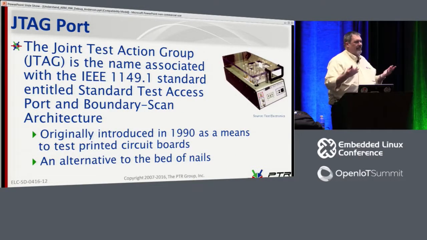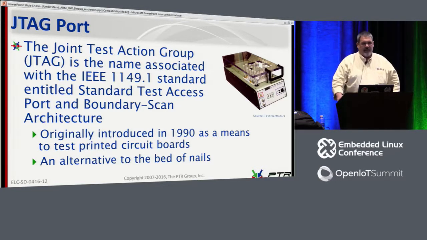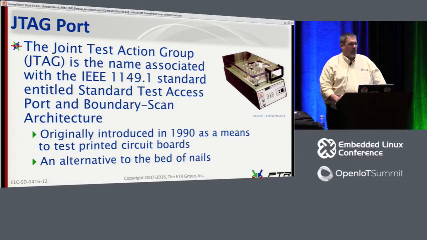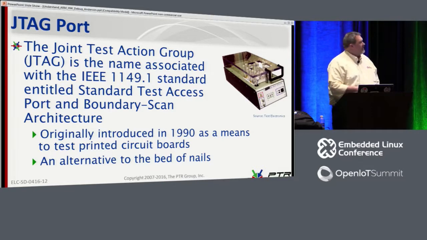Of course, kind of the daddy of all of the debugging interfaces is the JTAG port. Now, the JTAG port is IEEE 1149.1. There's now an 1149.2, which increases the speed of the JTAG. The JTAG was originally designed as a replacement for the bed of nails. So we see a bed of nails right here, and this is the kind of thing we would expect to see for one of these types of devices.